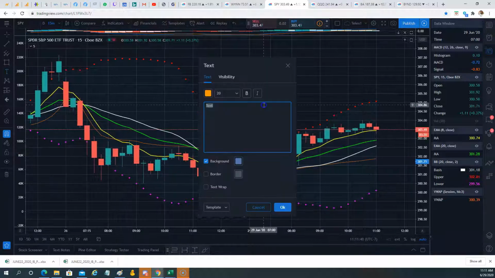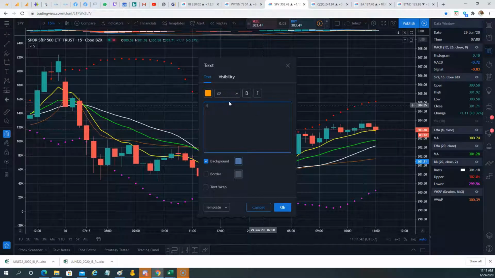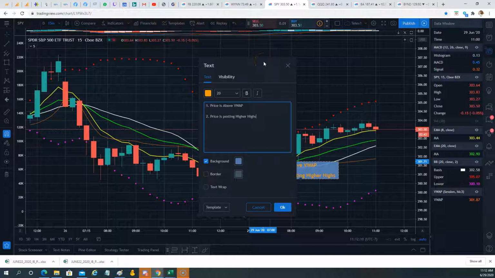That's what it is. So rule number 1, or condition number 1, we need to be trading price above VWAP. VWAP, if you don't know what that means, is volume weighted average price. So that means price above VWAP. That's condition number 1. Condition number 2, price is posting higher highs. Really, those are the two main things if you really think about it.